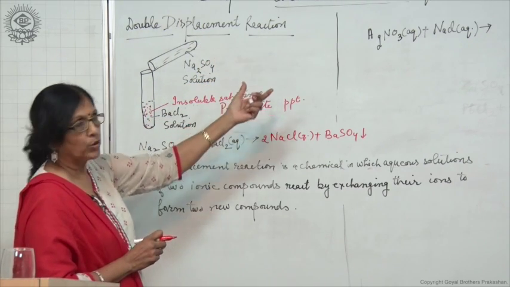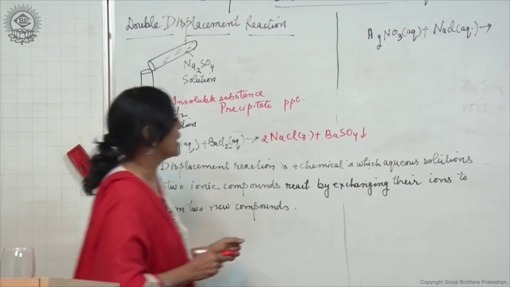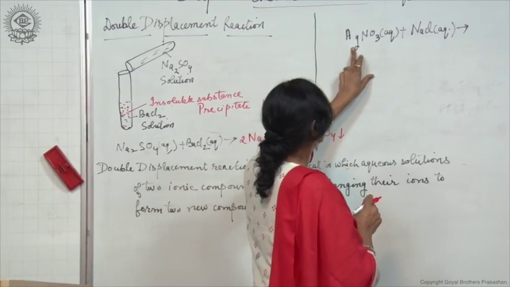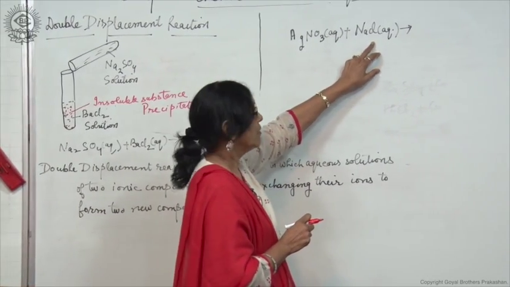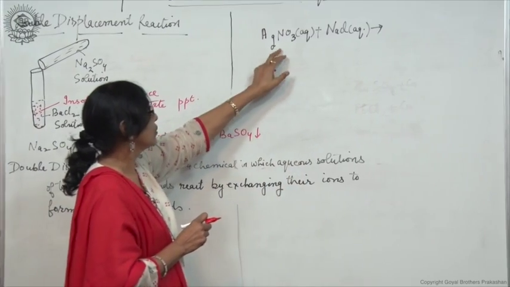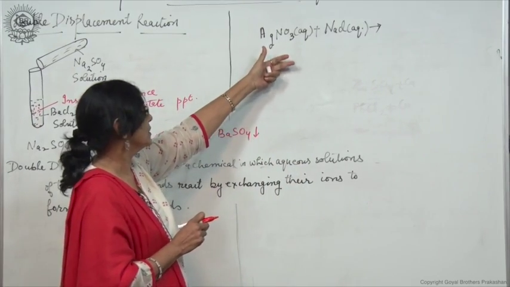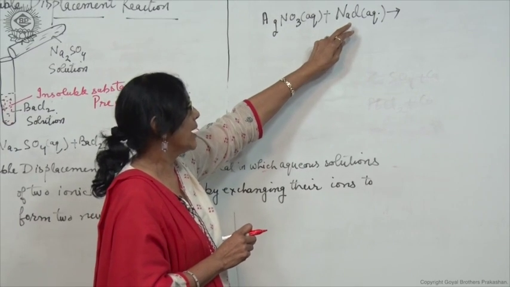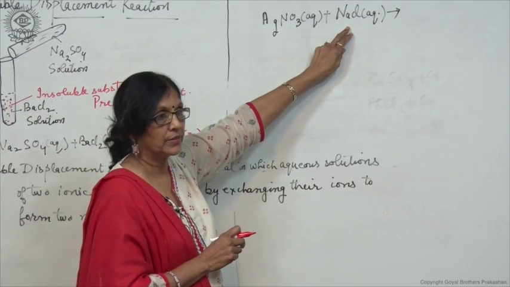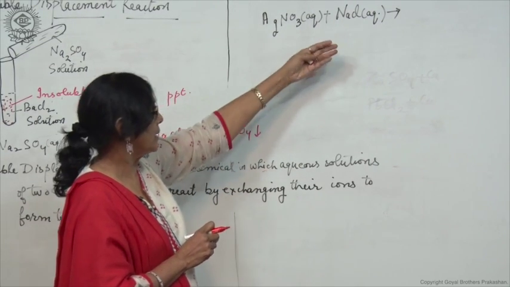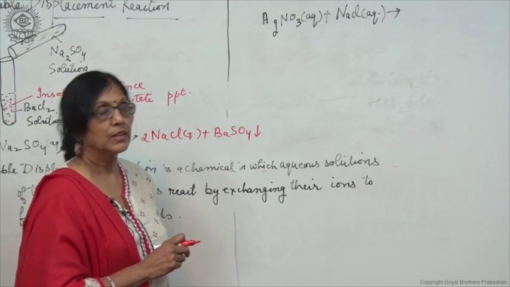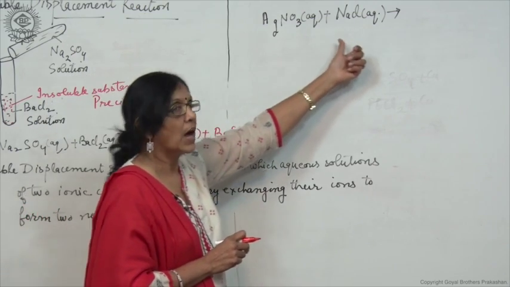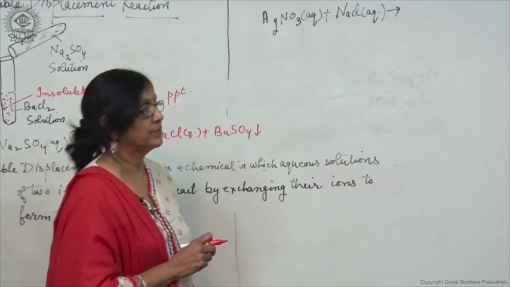Let us see one more example of double displacement reaction, silver nitrate and NaCl. When silver nitrate solution, an aqueous solution, is added to an aqueous solution of sodium chloride. Now, before we write the products, one thing you keep in mind is that both are ionic compounds.